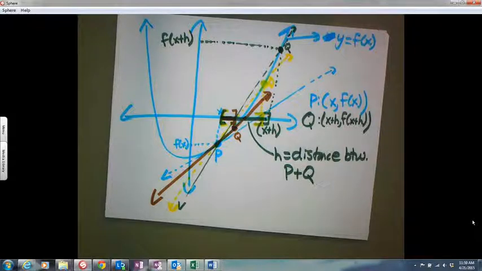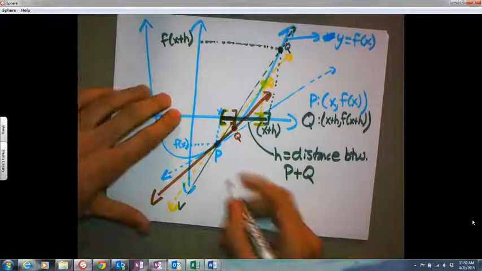So in an ideal world, how much should the distance be between P and Q? 0. So we want the limit as that distance, h, goes to 0.